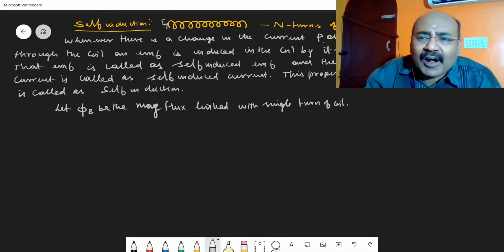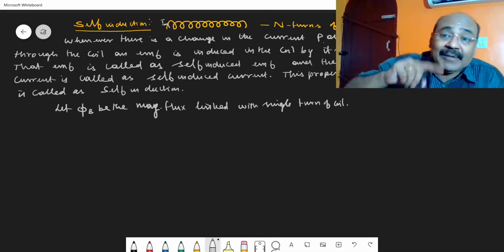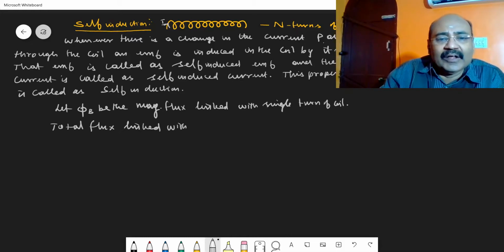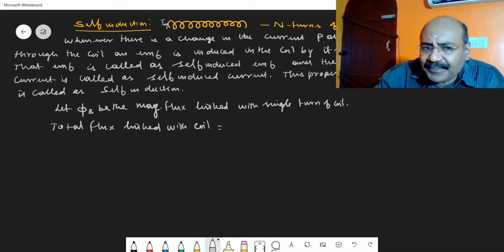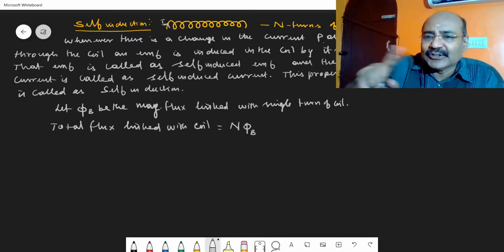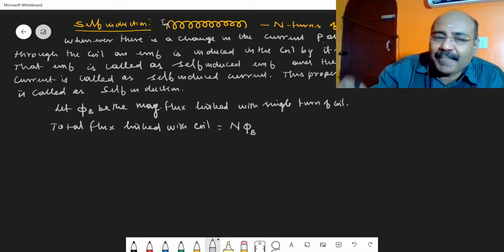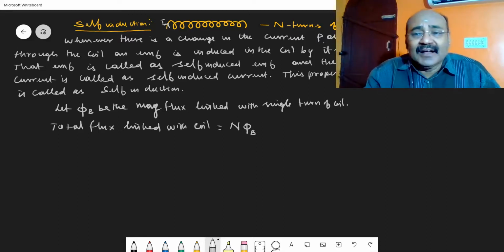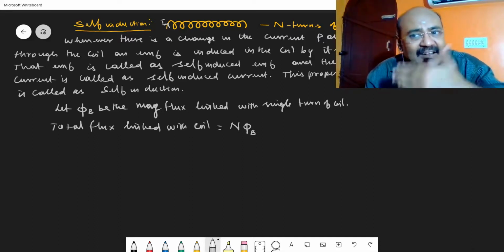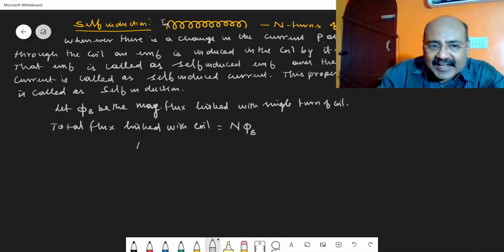But how many turns are there? There are n turns. So what will be the total flux linked with the coil? The total flux linked with the coil is the total number of turns multiplied with the flux linked with every turn. So the total flux linked is N phi B. This flux is due to the supplied current. As the current we supply in the coil increases, the flux linked will also increase. Therefore, the total flux N phi B is directly proportional to the current I that we are supplying.